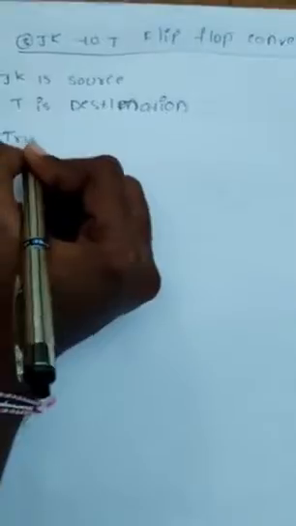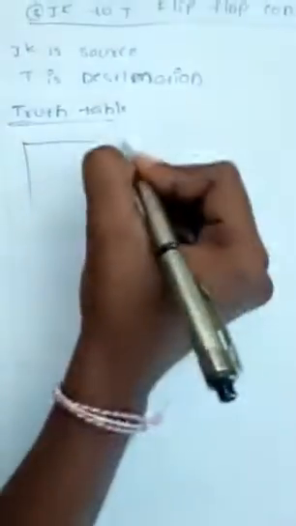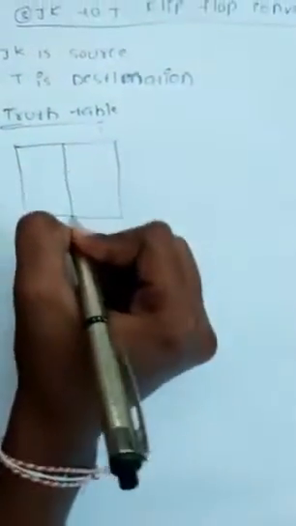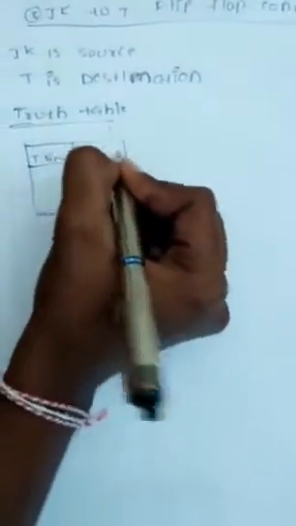Now we go to the truth table. Draw the truth table: T, Q of n plus 1, T is 0 and 1. Here 0 means inactive, so it should be a don't care.